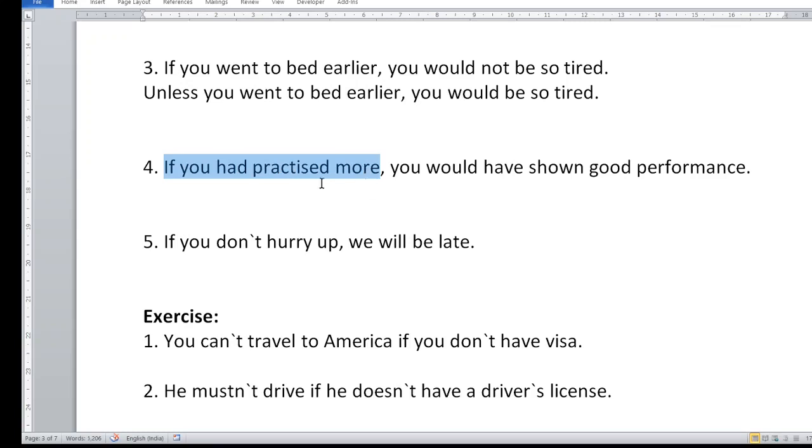This conditional is showing "had" and V3 form, meaning past perfect tense, and "would plus have plus V3" form, meaning future perfect tense. So if future perfect tense is there, we have to use "not" after the first helping verb. Here the first helping verb is would. In this sentence, if you had practiced more, this first condition is showing that you did not practice. This is why you would have shown good performance. This condition is also not true.